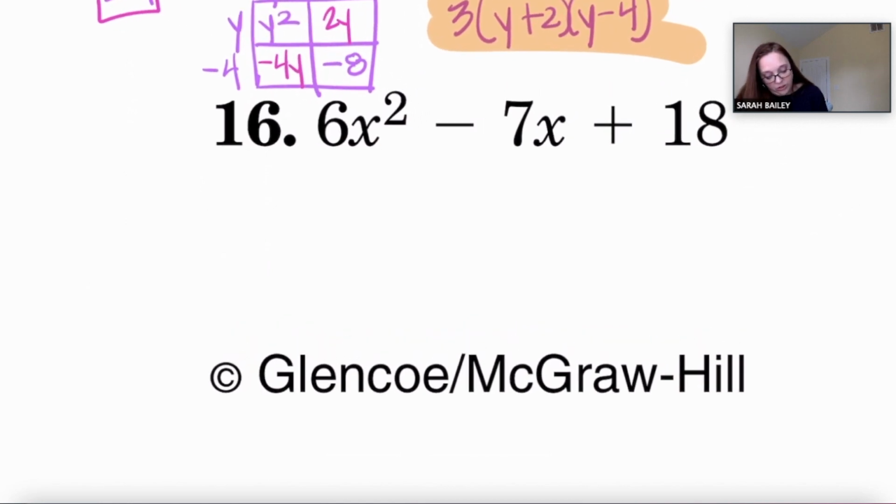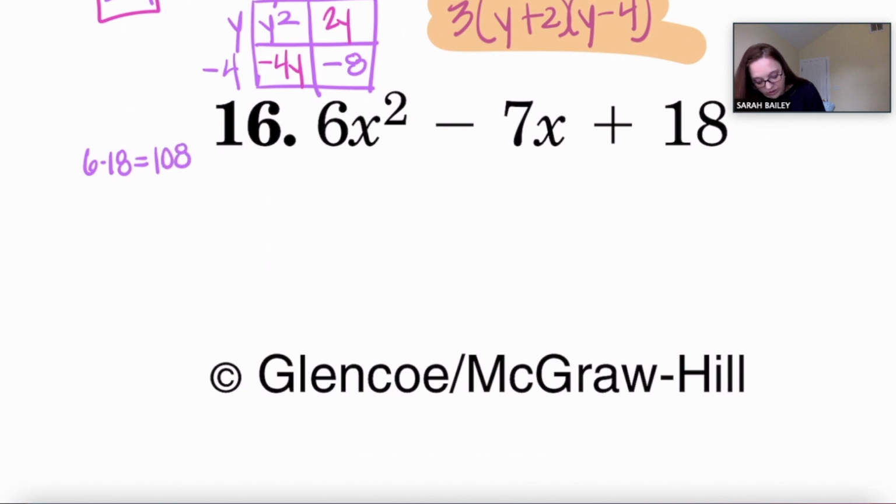So 6x squared minus 7x plus 18. So I can't factor anything out here. So I'm going to first do 6 times 18, and I'm going to get my calculator here. 6 times 18 is 108.